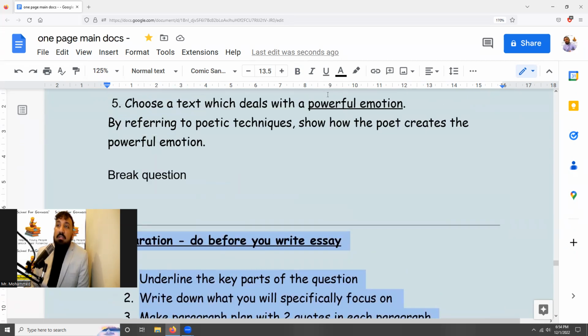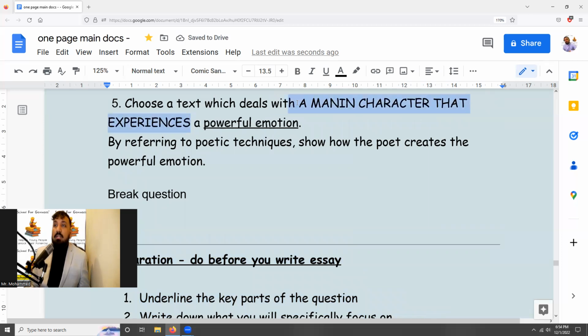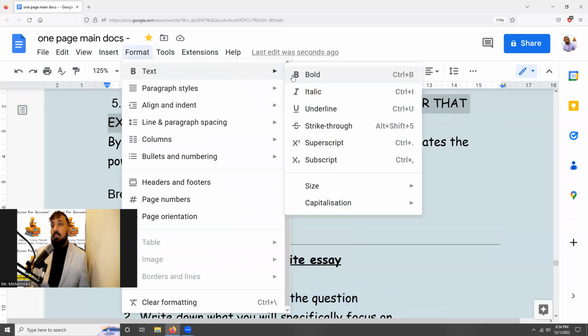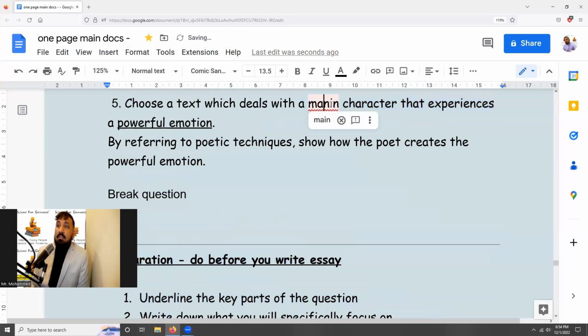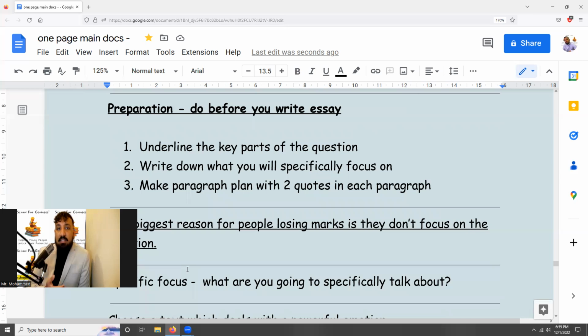Now, again, most of the time it's just going to be one thing. It could be, if the question said, choose a text that deals with a main character that experiences a powerful emotion, then this would also be something else that you underline. So basically, whatever the important bits of the question are, the key bits, the bits that ask you about something specifically, you want to go ahead and underline them.